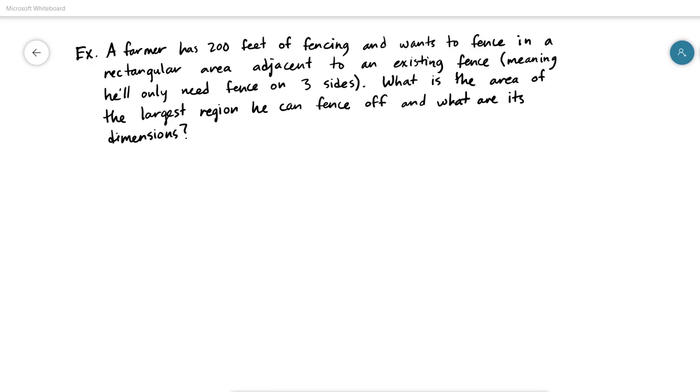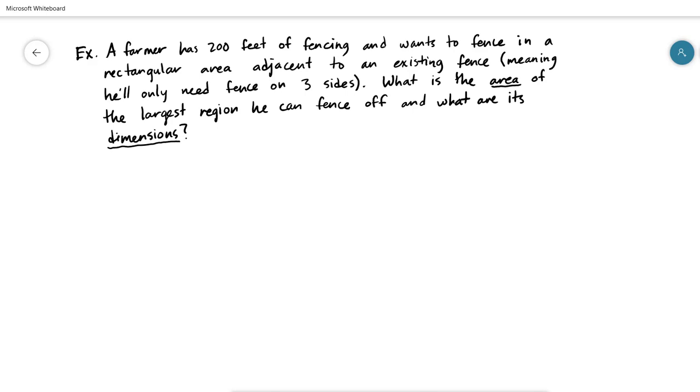So, going through and thinking about some of the things we talked about, the first thing we want to understand is what we're trying to actually do here. There are a couple of things that are asked for. We want to know basically the area of the largest region that he can fence off and the dimensions of that same area. So we're going to have to pick one or the other first and go for that. We'll do this by converting to an equation, and before we do the equation, I think it's going to be helpful to draw a picture.